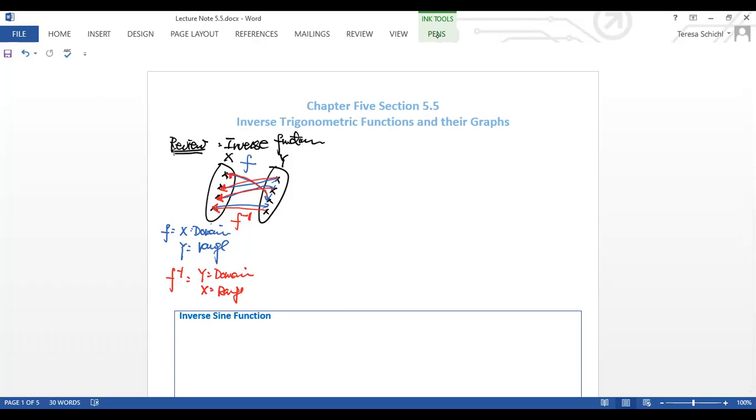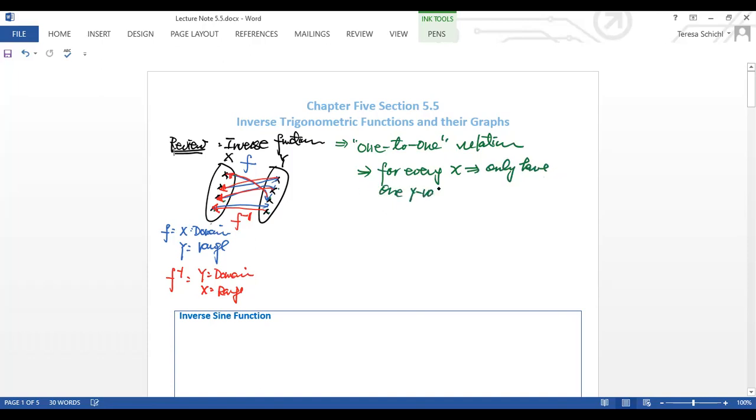In order for this back relation to exist, from this point back to here, one very important characteristic is that it has to be a one-to-one relation. That means for every x, you only have one y value. You have to have a one-to-one relation in order for the inverse to exist.